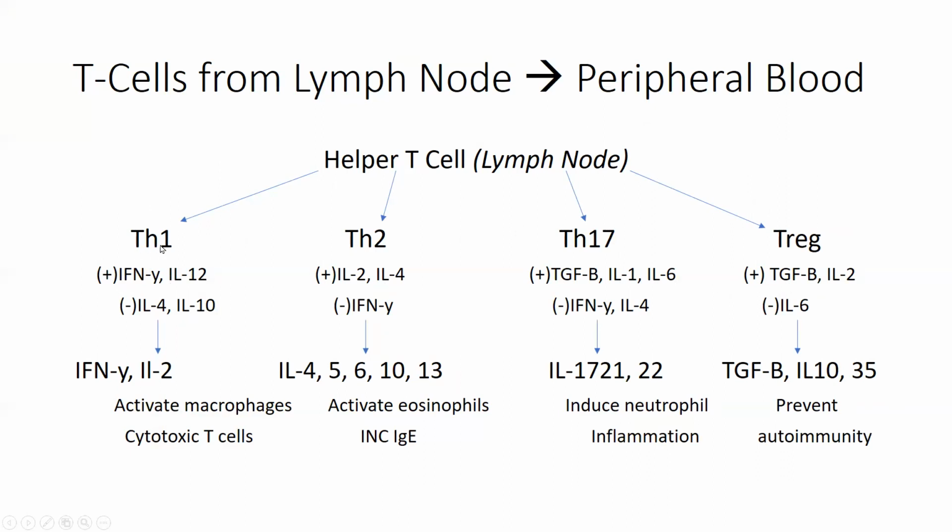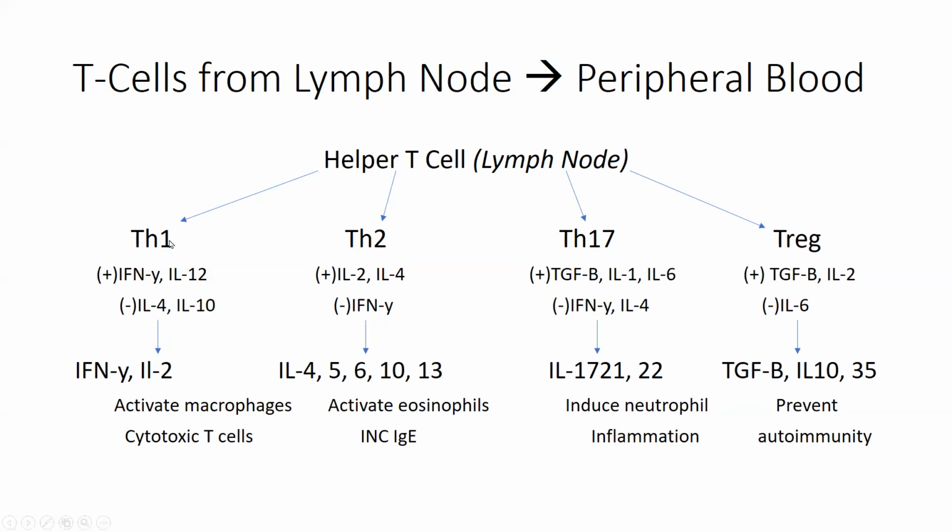So for example, we'll just go through one. Th1: interferon gamma and IL-12 will encourage more Th1 to be produced, versus IL-4 and IL-10, which will decrease Th1 production. You can see that interferon gamma promotes Th1 but downregulates Th2. So you can start to see the immune response that this cytokine is going to promote, a response to an intracellular pathogen, right?